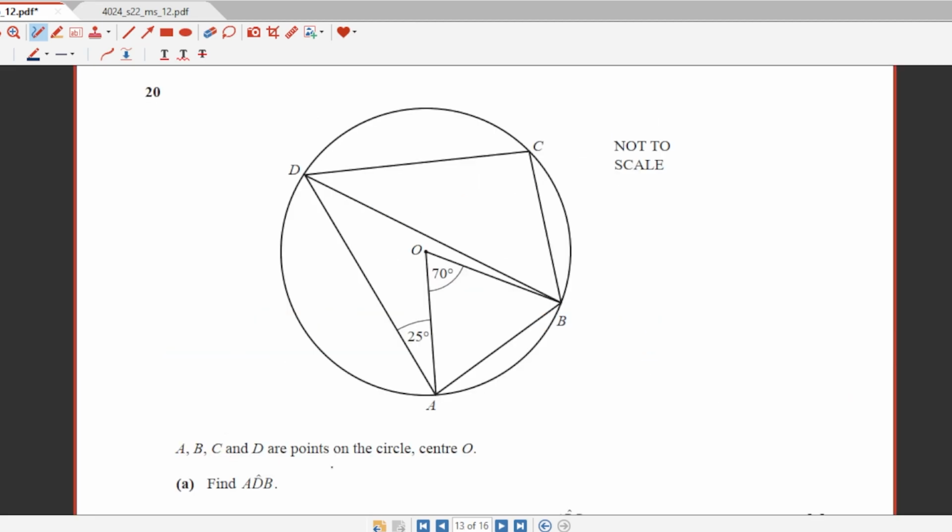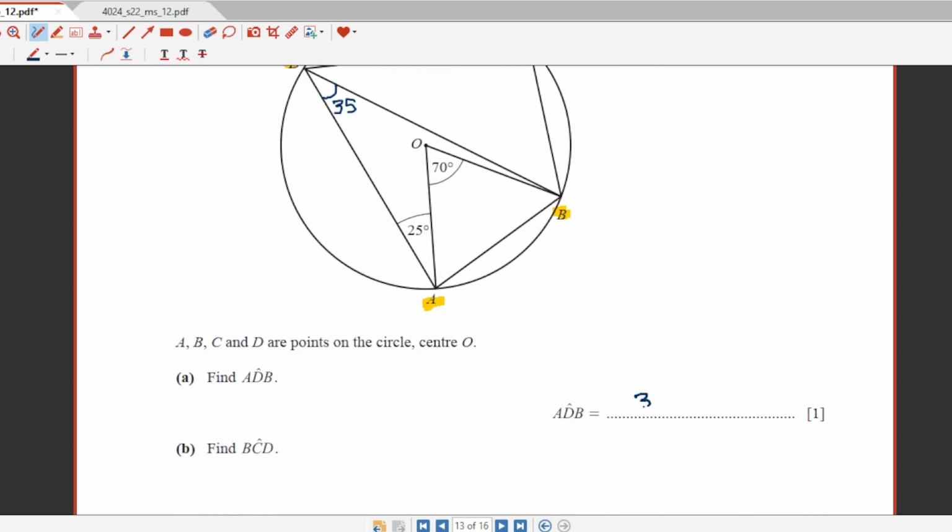A, B, C and D are points on the circle. Find angle ADB. You need to find this angle. There is a relation between angle at the center and angle at the circumference. Angle at the center is twice the angle at the circumference, so the angle at the circumference is half of the angle at the center. If this angle is 70, this angle should be half of 70, that is 35. So the answer is 35.